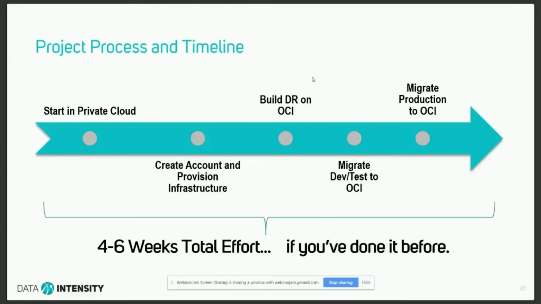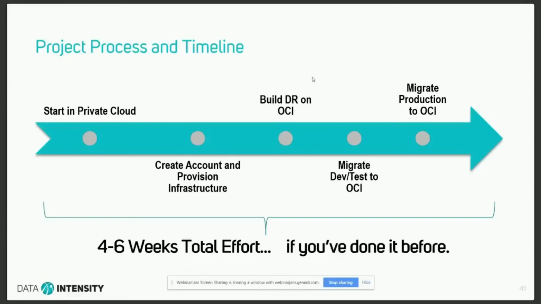So from a project process perspective, this customer started off in a private cloud solution. The initial process of creating the cloud account, provisioning the infrastructure, was a matter of a week or so to go through that design and deploy process. Building out DR was another few days, getting that replication set up, and making sure that there was a solution that was viable from a disaster recovery perspective. Then the process of migrating the dev and test environments over and building out some additional non-production environments. And then the final phase, which was migrating production over to OCI. So this project took about 6 weeks to get done.